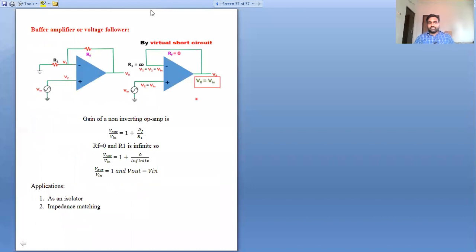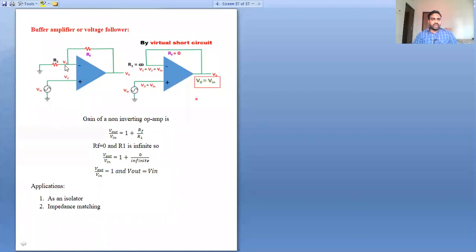this is the buffer amplifier, or voltage follower circuit. This is an interesting discussion. What is actually happening with respect to the voltage follower or buffer amplifier? See, this is a non-inverting type operational amplifier.